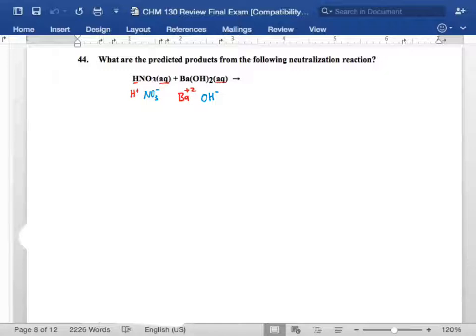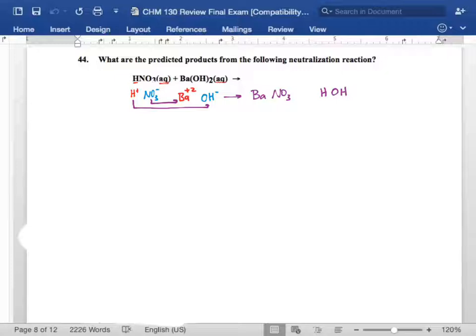If I'm going to initiate a double replacement, I'm going to combine opposite terms. H plus needs to go with OH, NO3 needs to go with barium. The result being, I end up with barium with nitrate, and then hydrogen with OH. That will be one of the answer choices. At least it should be. And it would also be wrong. Why?